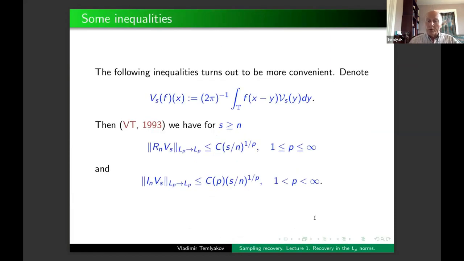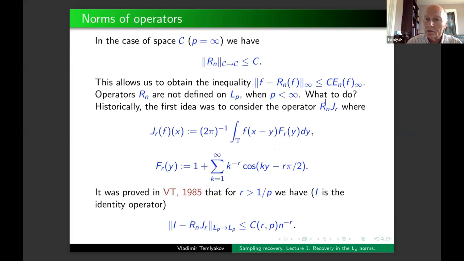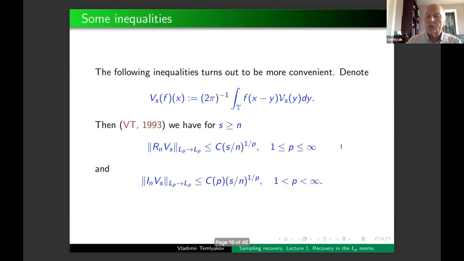So let's keep going. But it turned out that this combination, R_n and J_r, is not in a sense the most convenient. So technically, it turned out that there is another way which is even more convenient. And that is the following combination. Again, it is a combination, but in this case, we combine the operator of recovery with the operator of taking partial sums with respect to this Delavo-Lipson kernel.